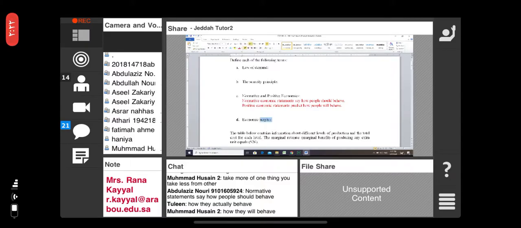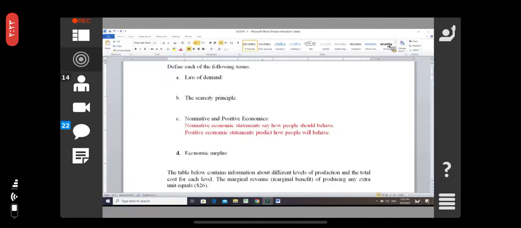Okay. Number 4, economic surplus. What do I mean by economic surplus? Thank you. The benefit of taking a specific action minus the cost of the action, and we will have our economic surplus. So let's move forward to the second question.